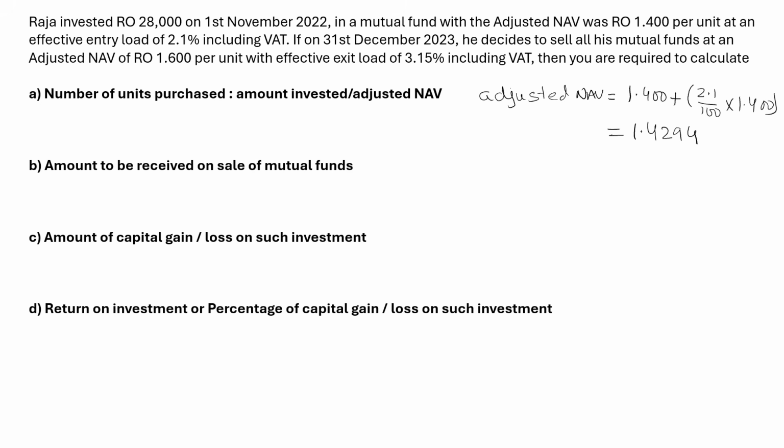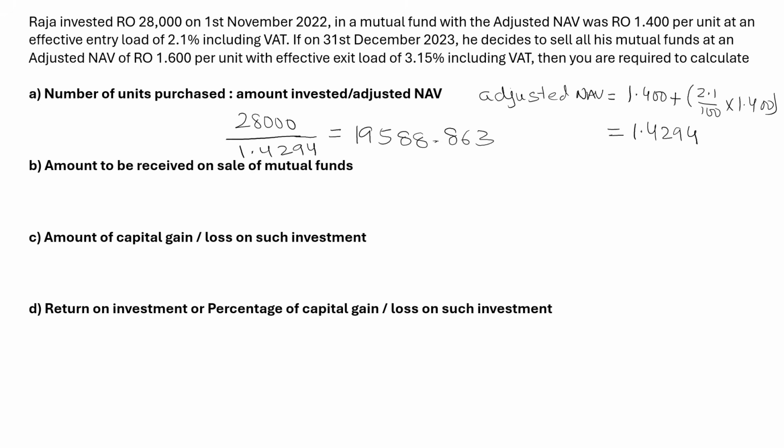Now we will write it here. What is the amount invested? Amount invested by Raja is 28,000 divided by adjusted NAV, 1.4294. So the number of units purchased by Raja will be 19,588.863.